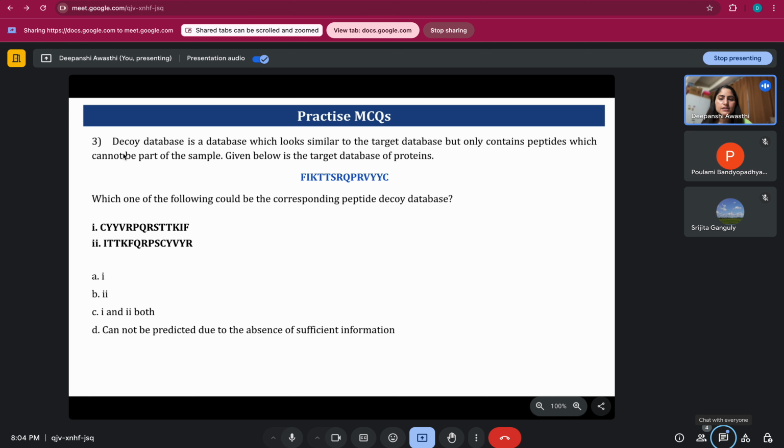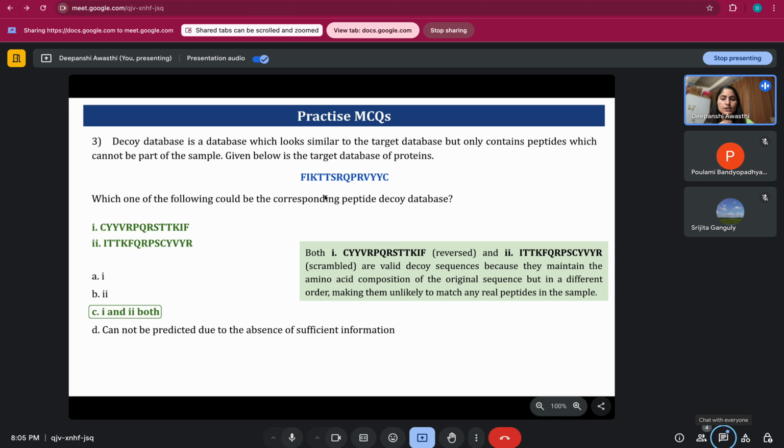Now the next question is that there is a decoy database, which is a database that looks similar to the target database but only contains peptides which cannot be part of the sample. Given below is a target database of proteins. Which of the following could be the corresponding peptide decoy database? These are the two peptide sequences given, and you have to tell which of them could be the decoy, or whether both could be the decoy. I won't take much time. The correct answer is both 1 and 2.